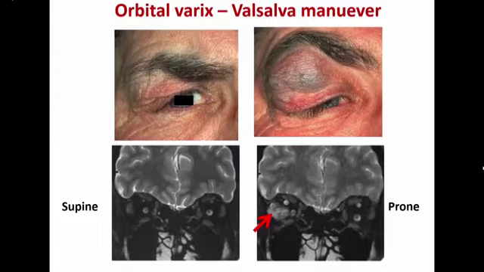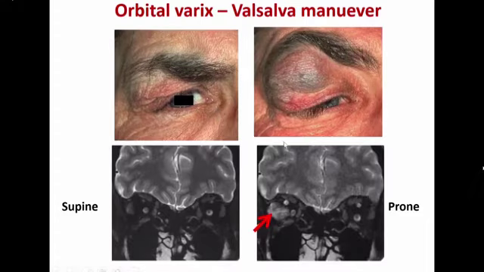Now, what is orbital varix? A varix is a vascular lesion. Okay, it's a venous malformation that occurs because of increased pressure, because of the intracranial. It can be because of an intracranial underlying AVM or a carotid cavernous fistula or a dural arteriovenous fistula.